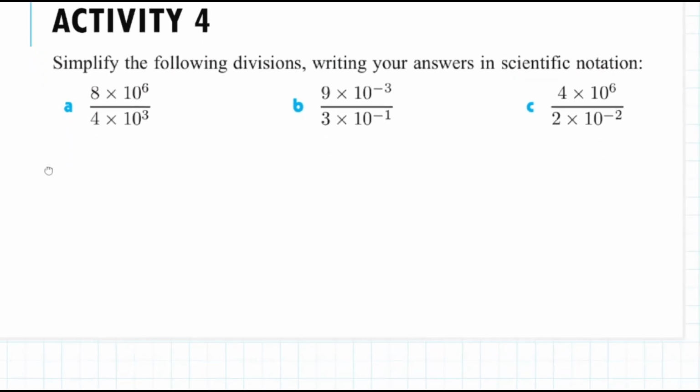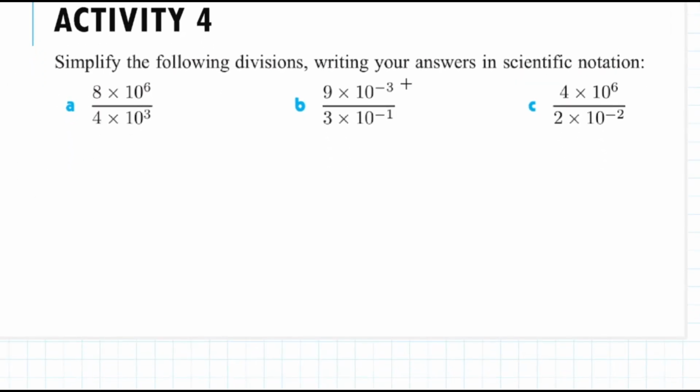Activity 4. Simplify the following division, writing your answers in scientific notation. So we'll start from A. Okay, so A, we have 8 times 10 raised to the power 6 all over 4 times 10 raised to the power 3.